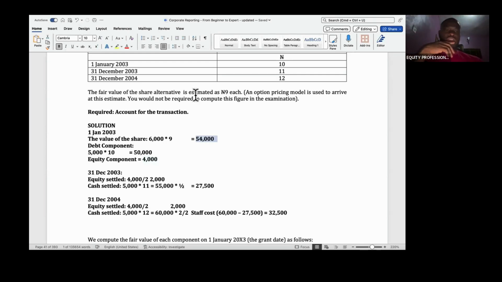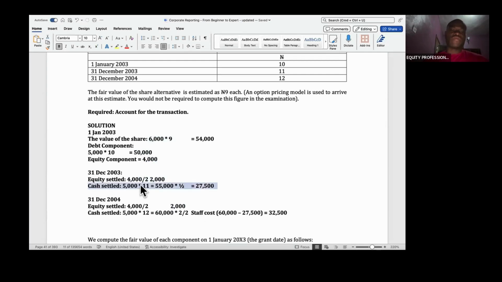So the only difference is that the value of this instrument at the beginning of the year, we'll need to split it because we are not sure what the counterparty is going to go for. So we split it into the one that is cash settled and the one that is equity settled. Then at the end of each year, it's the same principle as we have learned. For equity settled, we just spread it over 2 years, 2,000 in year one, 2,000 in year two.